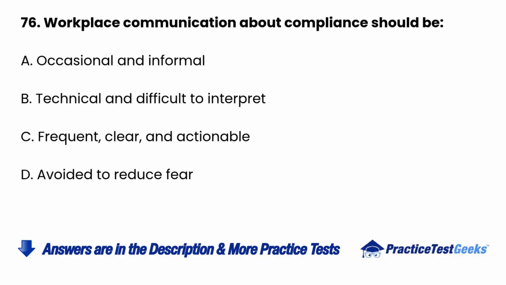76. Workplace communication about compliance should be: A. Occasional and informal. B. Technical and difficult to interpret. C. Frequent, clear, and actionable. D. Avoided to reduce fear.